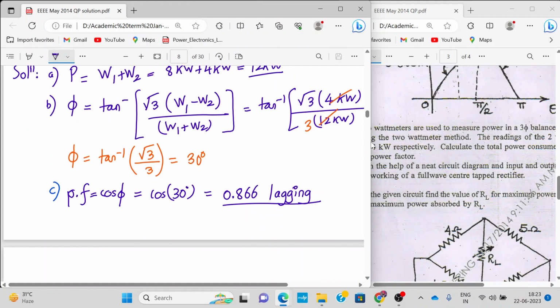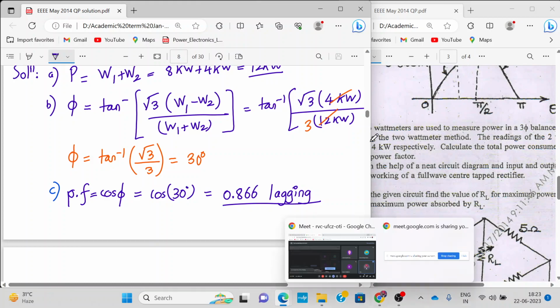Is this clear to you? Very easy numerical, right? We didn't even take more than 3 minutes to solve this. Done. Yes, yes. I am covering the next part now.